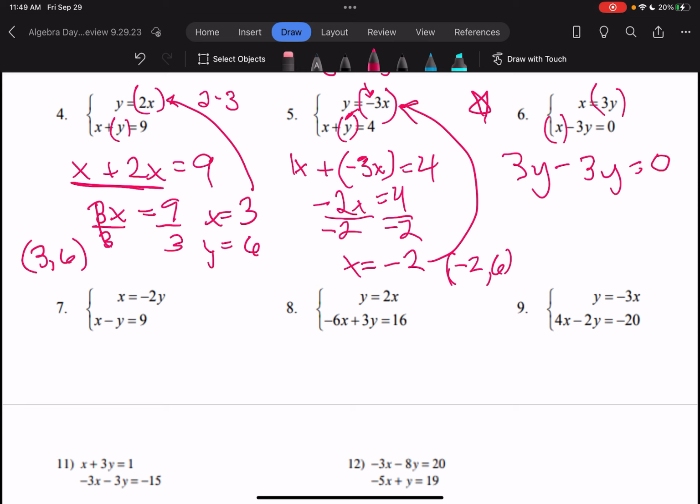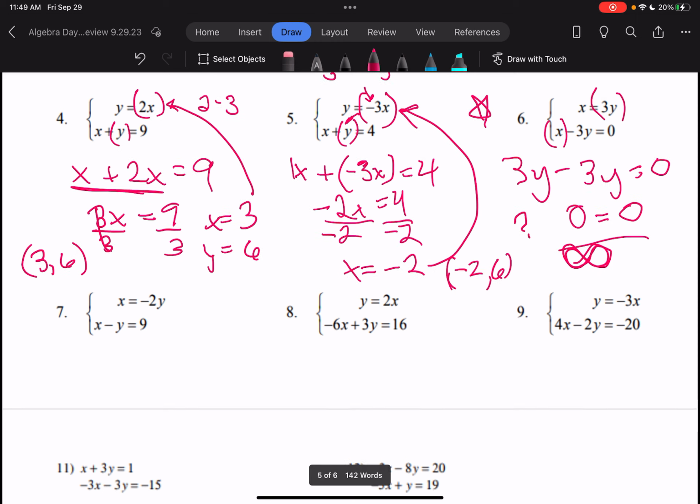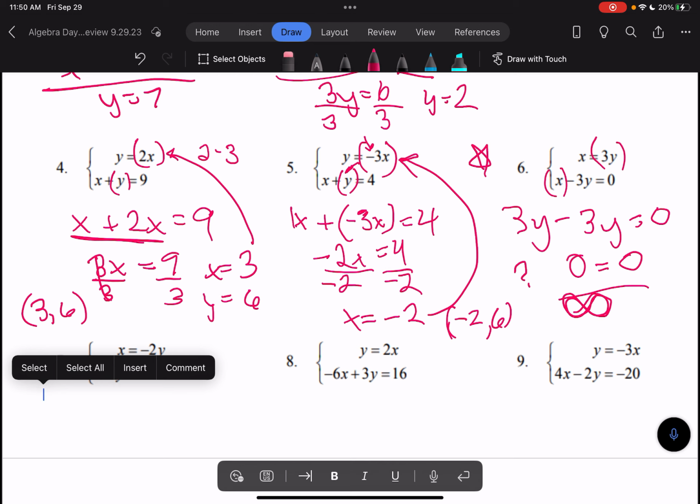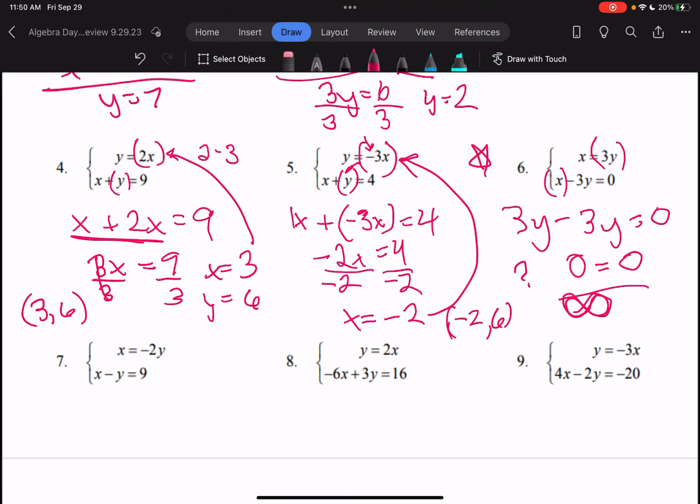I end up with 3y minus 3y is 0. So 0 equals 0. Ooh, what does that mean? Well, what's interesting about this, if you end up with something equals something, and it's true in a system of equations, that means that there are infinite solutions, and this is actually the same line. Just as an example, if I were to solve this for y the way that I would to graph it, I would make this y equals 1/3 x, right? And then here as well, if I were to do x minus 3y equals 0, and I were to move the 3y to the other side, x equals 3y, notice they're the same equation. That's the same as this equation.